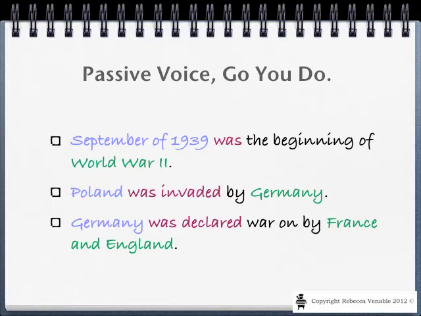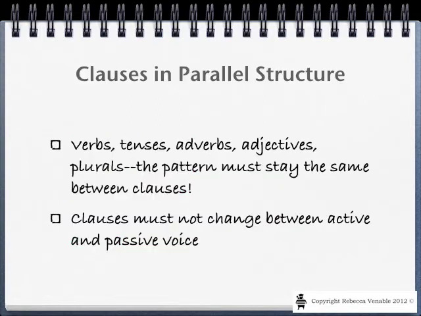So if you were to change a sentence into passive voice, you would have something like this, where the subject of the sentence falls into a different place, and we get to recolor code things. September of 1939 was the beginning of World War II. So our subject is in green, our verb is in purple, and in that lavender color, we have our subject's direct object. Poland was invaded by Germany. Germany was declared war on by France and England. We have to add words in to make things passive voice.